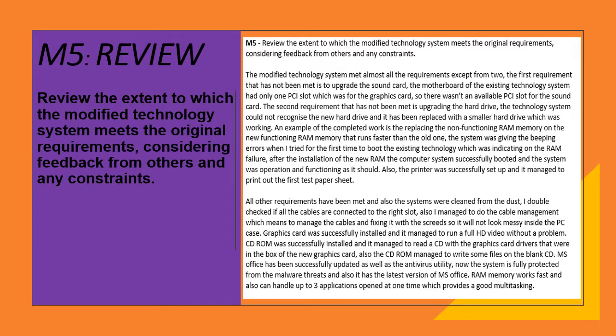We are now at M5, which is the merit section, so well done if you are here. We're going to review the extent to which the modified technology system meets the original requirements, considering feedback from others and any constraints. So for M5, you're going to have a few sections. You need to ensure that you cover them, and I'm going to go on to the next sections because these do include what you need to add to M5 in order to pass this section of the assignment.